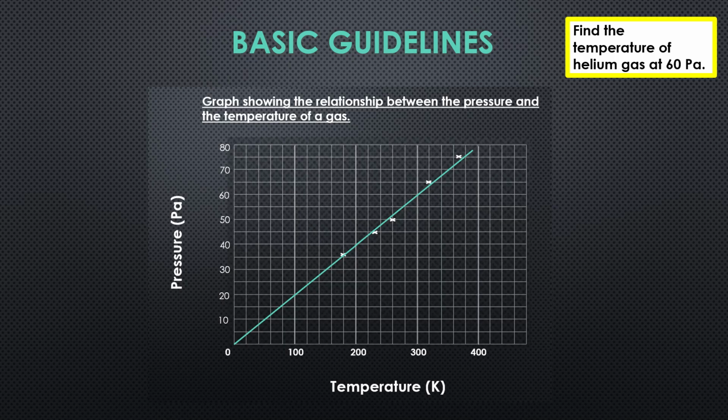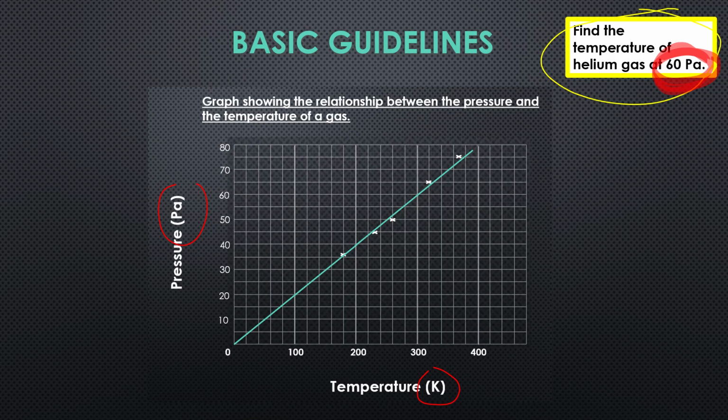Next example, we still have the experiment of pressure against temperature. We still measure the pressure in Pascal and we still measure the temperature in Kelvin. This time, the question in the right-hand top corner asks us to find the temperature of helium gas at 60 Pascal. So 60 Pascal is given to us. So this is also just a normal level 1 or 2 question. Nothing challenging about this question.